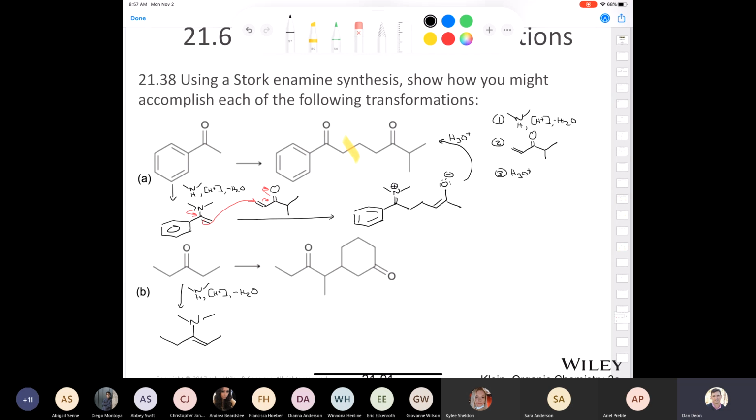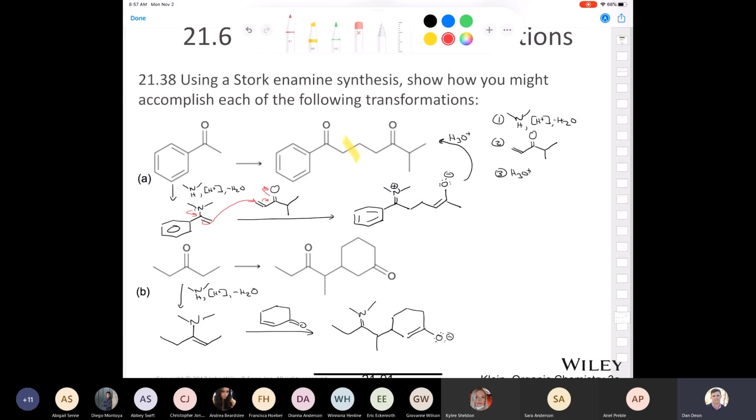So what's our alpha beta unsaturated ketone going to look like? We're going to have to break this bond here. And thus, in the next step, our alpha beta unsaturated ketone is going to be this guy, okay? And then that's going to give us this intermediate. We have our iminium, we have our enolate, which looks like this.